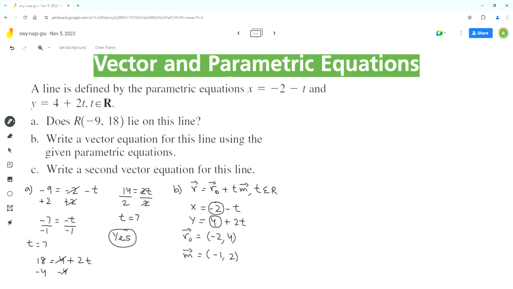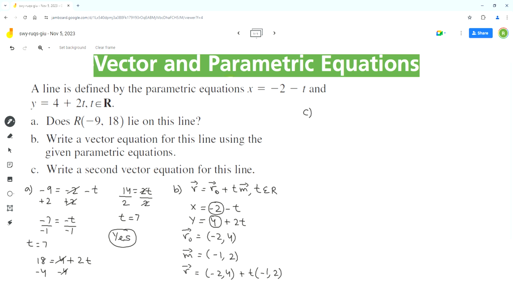Now we can use these vectors to write the vector equation. So this should be the final answer for part B. Now we can analyze part C. Write a second vector equation for this line.